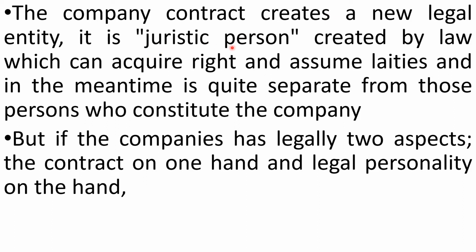A juristic person differs from a natural person. A natural person is any person. A juristic person is a new person, separate, created when the company contract is formed. Also, the company has two legal aspects: number one, the contract, and another, legal personality.